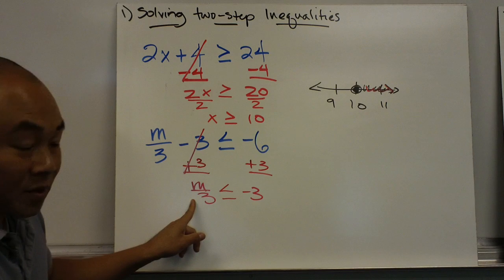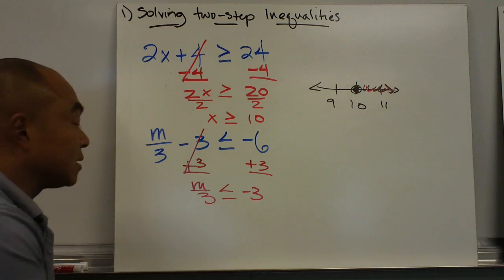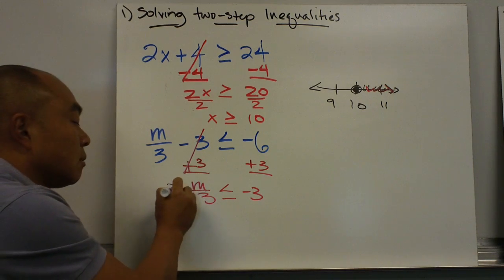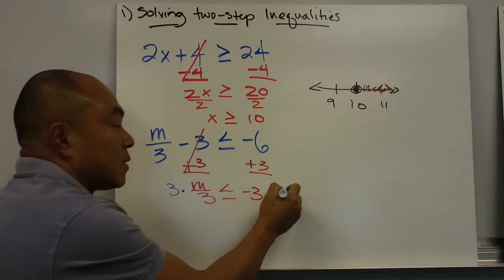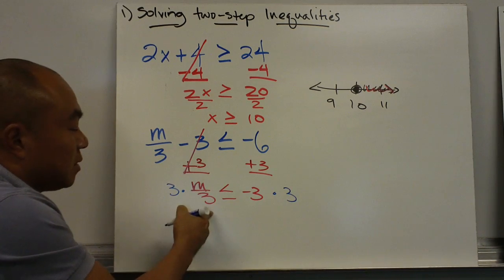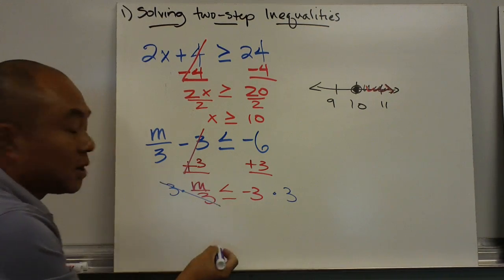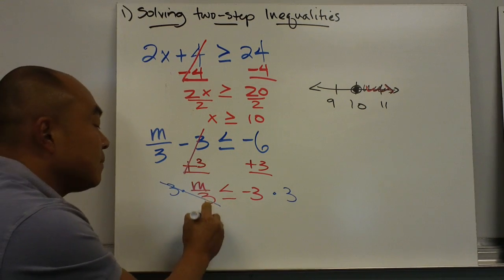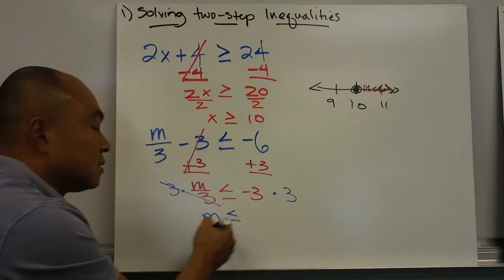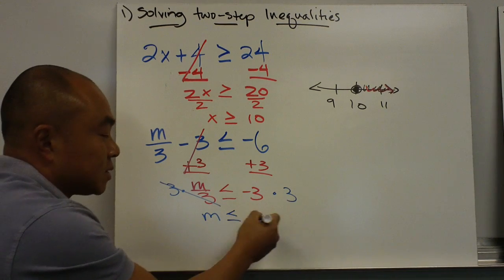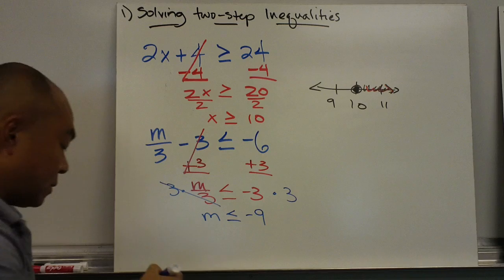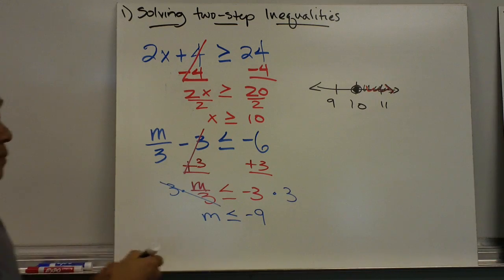Because you are dividing by 3 here, the inverse of that is to multiply by 3 on this side and multiply by 3 on this side. That 3 multiplied by 3 is actually 3 over 3, so that becomes 1. 1 times m is m, is less than or equal to, and then negative 3 times 3 is going to give us negative 9. Let's go ahead and graph that out.